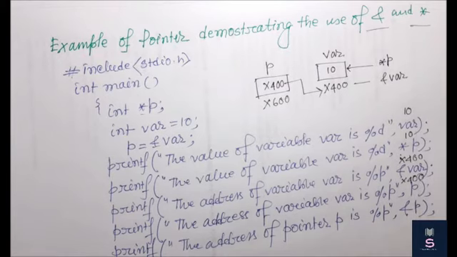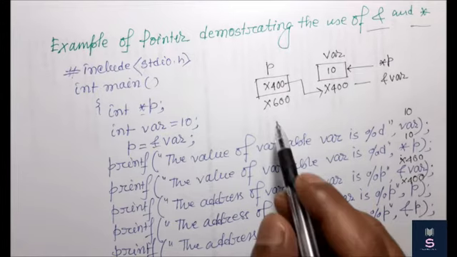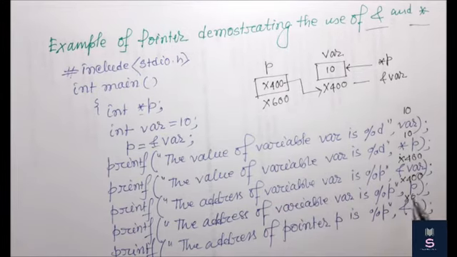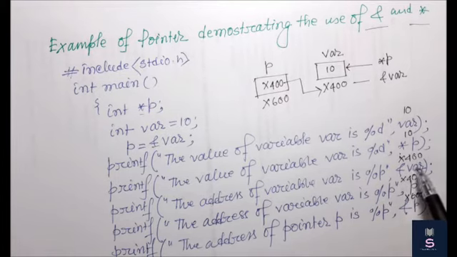And here, in the last printf statement, the address of pointer p is %p. So what is the address? Ampersand p means it will print the address of p. Address of p means 0x600, right? So if I run this program, I will get the value 10, 10, then the address, which is specified by the system, will be printed in hex format. The values of ampersand var and p are the same, this is an address, and here the address of p will be printed.